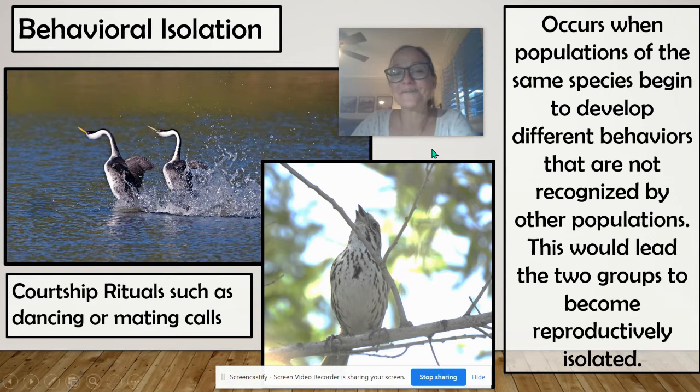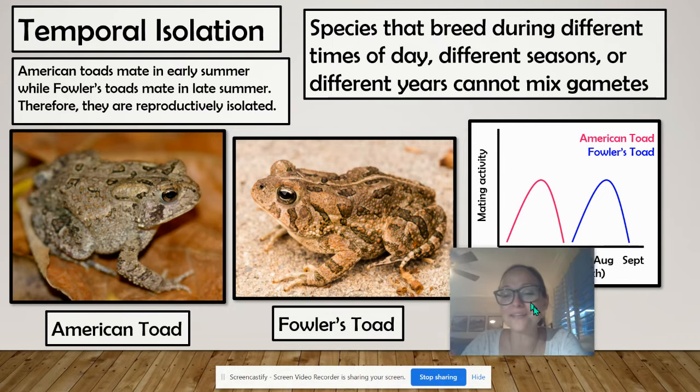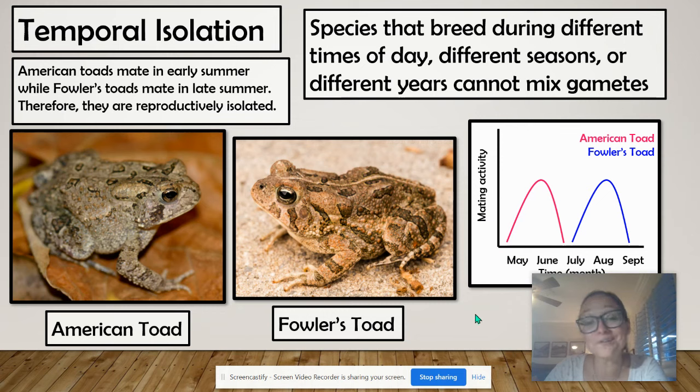All right. Okay, so let's go ahead and talk about temporal isolation. So this is also really beautiful. So if two groups mate at different times of day, different times of year, like different seasons, or even different years, like the 17-year cicada. So if they mate at different times, well, then how will they ever make a zygote, right?